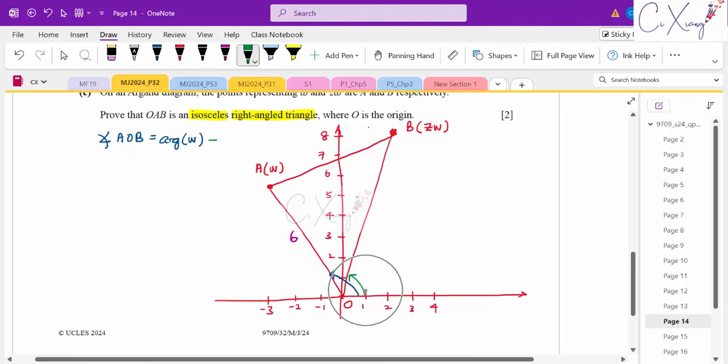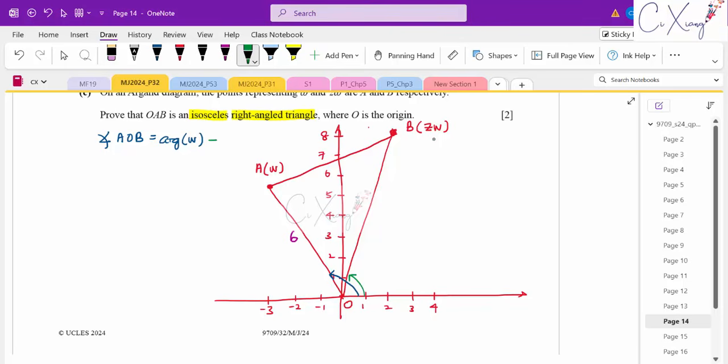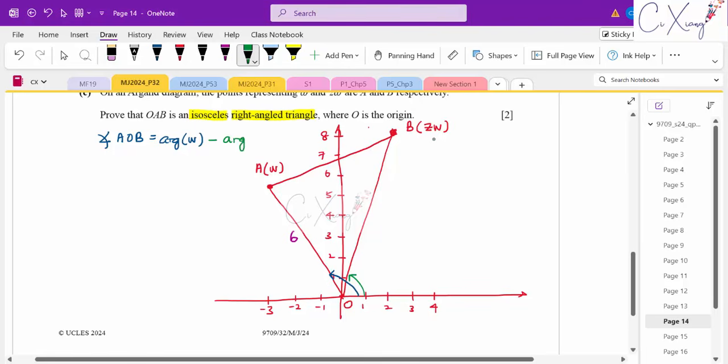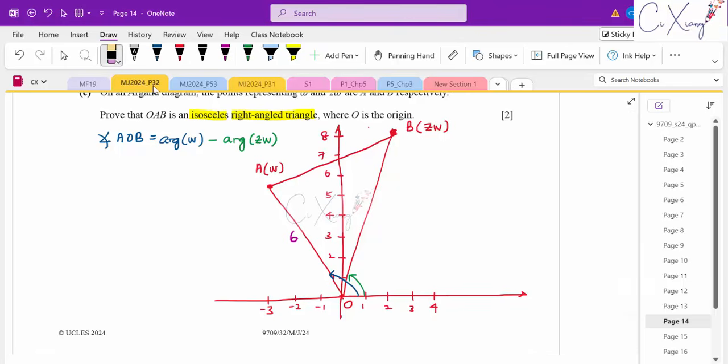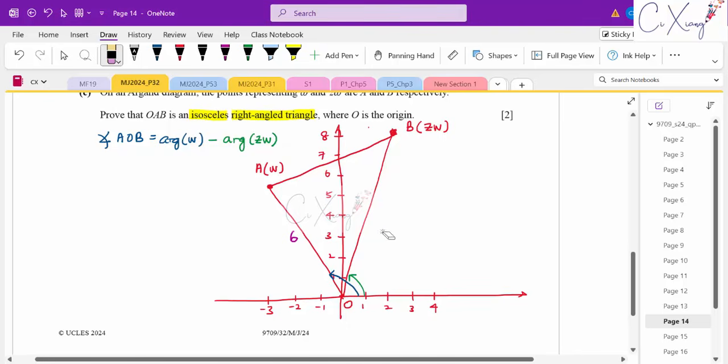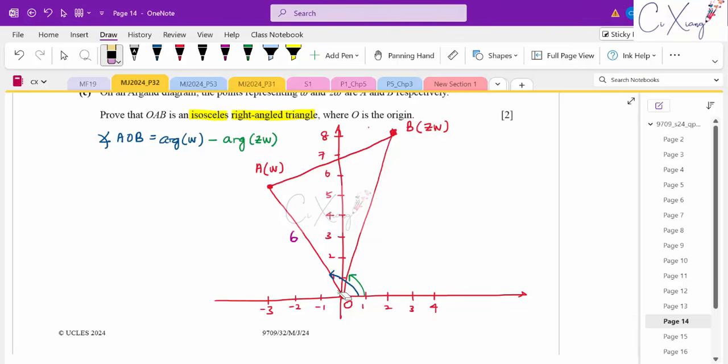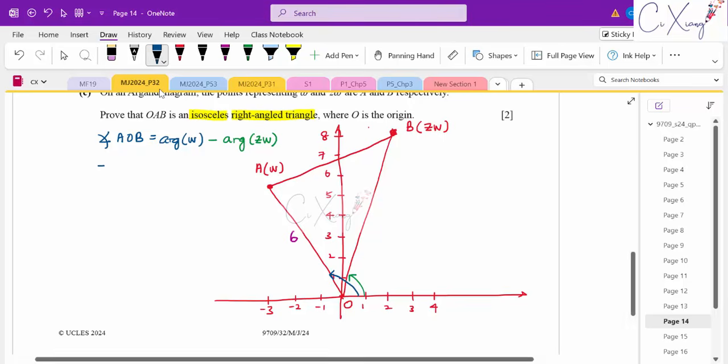So what's the green color angle here? You can see that it is basically the argument of the complex number ZW. So minus the argument of complex number ZW. Okay, all right, so this is basically how we can find out the angle AOB. Because if I know the angle for this one, then maybe later it will be easier for us to prove that this is a right angle and also isosceles triangle. Okay, right, so let's continue. For argument W, no problem.